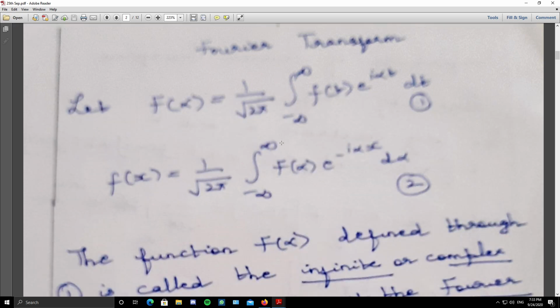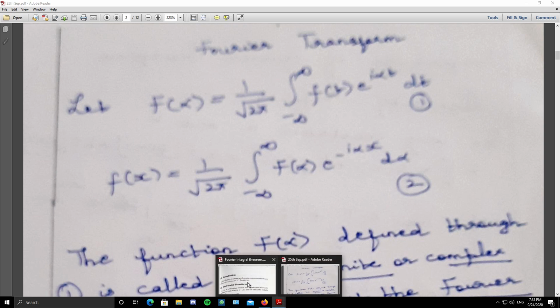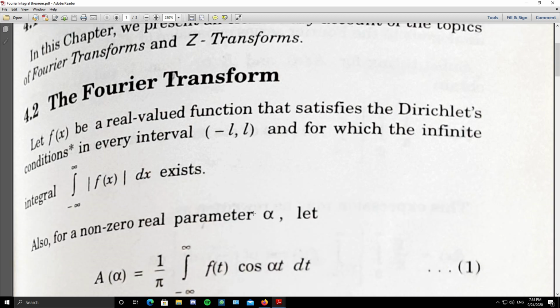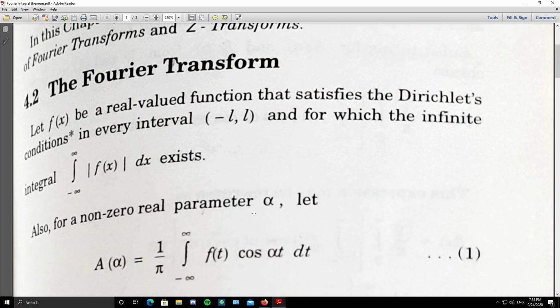Now, before coming to the definition of the Fourier transform, I will explain how you get the formula for it. The Fourier transform is derived from the Fourier series. So what is a Fourier series? A Fourier series expresses a function, continuous or discontinuous, periodic or aperiodic, as a trigonometric series.